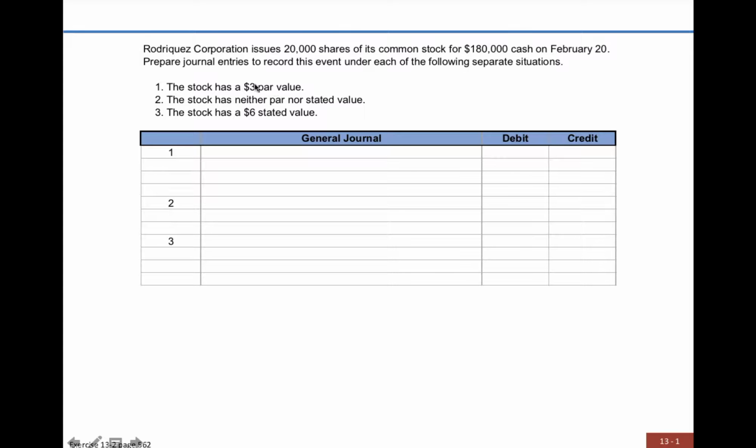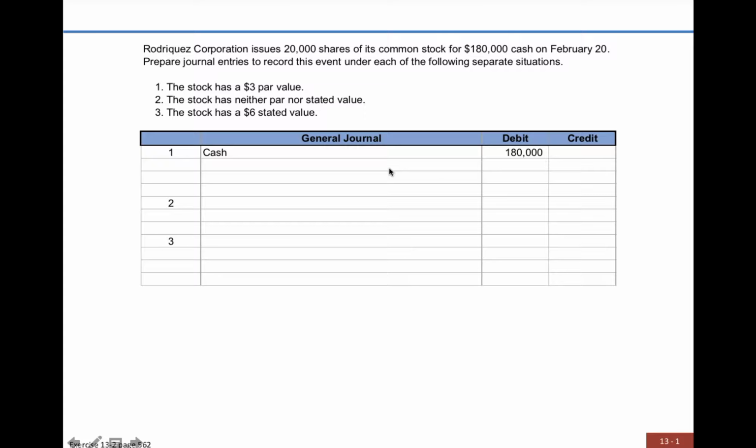That means that $3 times 20,000, or in other words, $60,000, is going to be the dollar value of the common stock that we show in this journal entry. And then the rest is going to be shown as a credit to paid-in capital in excess of par value. So of course we're going to show the $180,000 cash that we received. That would be the debit side.